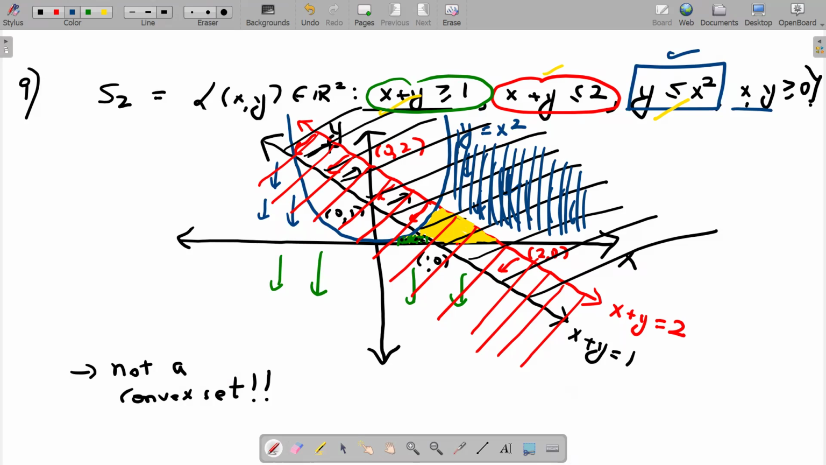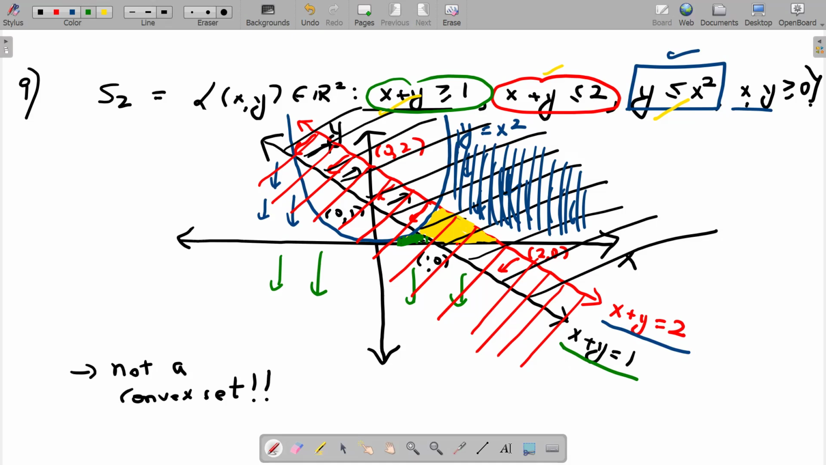because the red region is everything to the left of x plus y equal to 1. Similarly, the green region includes the blue region, but not the black region, because the black region is everything to the right of x plus y equal to 1. So some regions are always missing out. That means if I take two random points and join them, my line segment will not lie within that set.